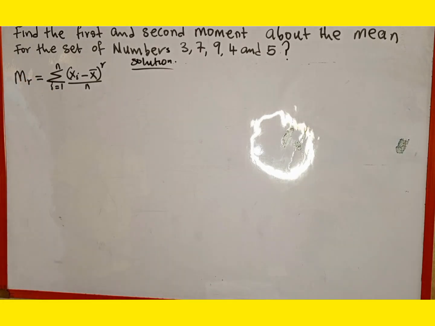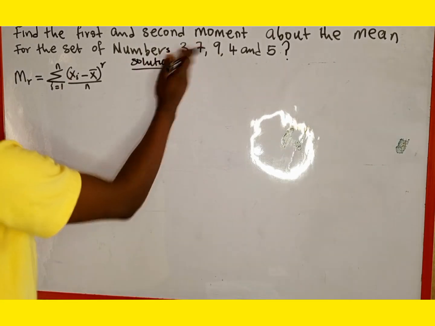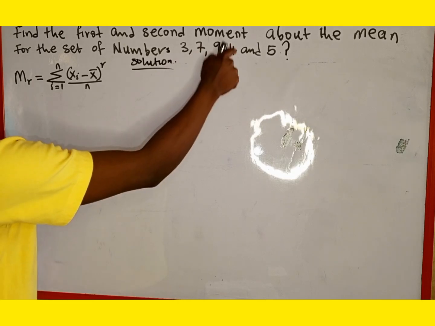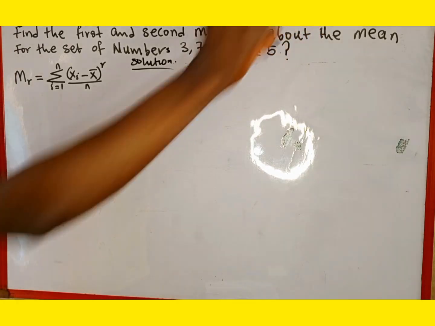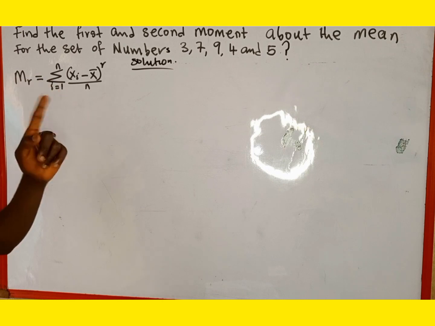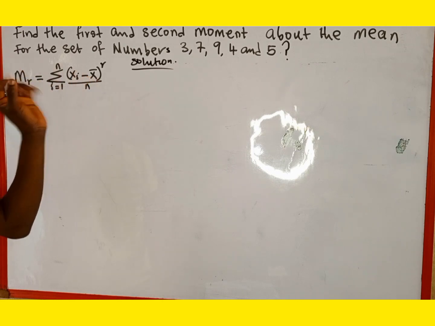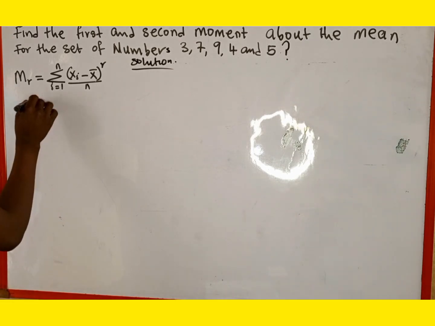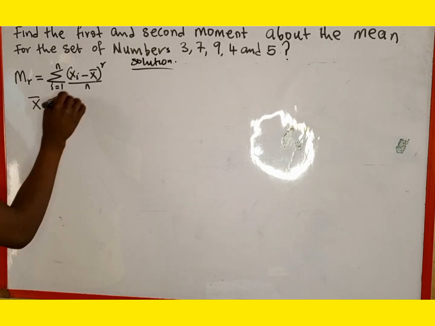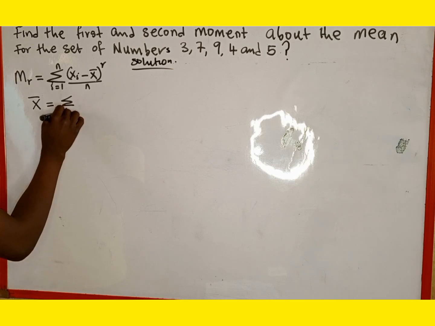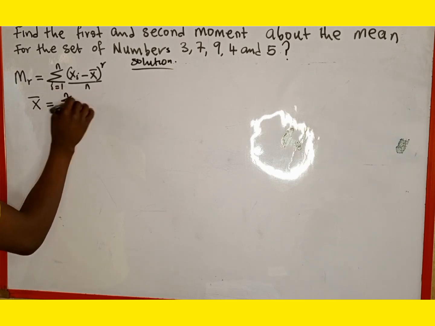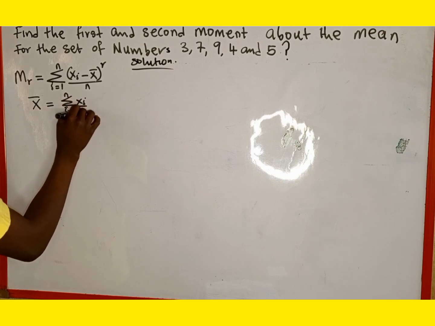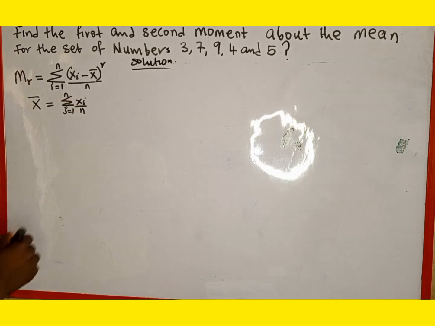Now in this formula, what you notice is that x is each of these numbers. This is x1, x2, x3, x4, x5 down to xn. But what we are going to do for now is find x bar, before we can substitute into this formula. And remember, x bar is the mean, which is equal to the summation, as i ranges from 1 to n, of xi over n. So this is how to calculate x bar.